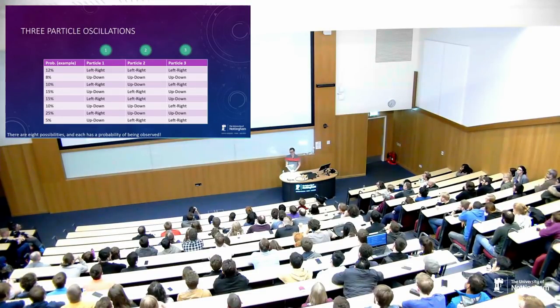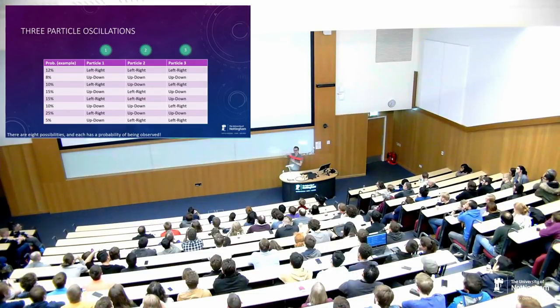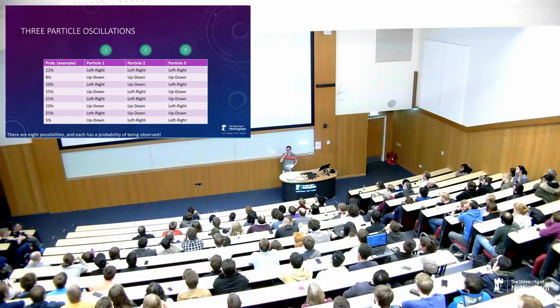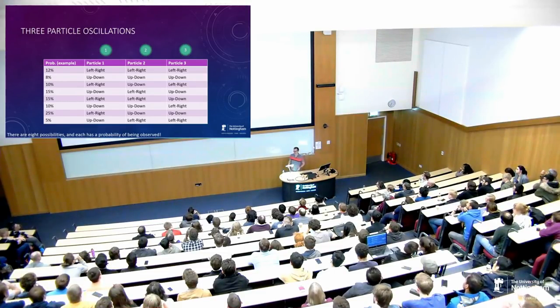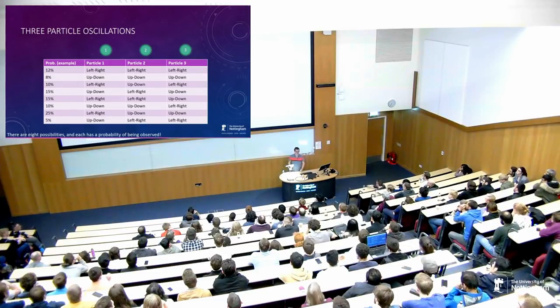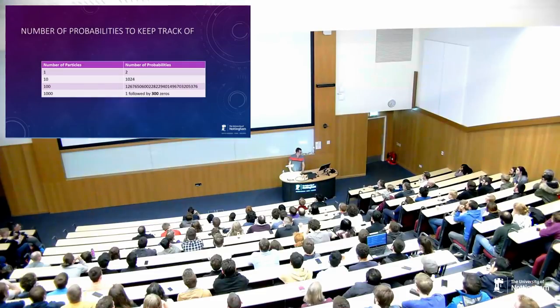Now you might imagine adding a fourth particle. What does this mean? It means that the size of this table will double again. So if I'm interested in using a computer to study quantum mechanics, and I want to think about 100 particles maybe, there are just way too many.